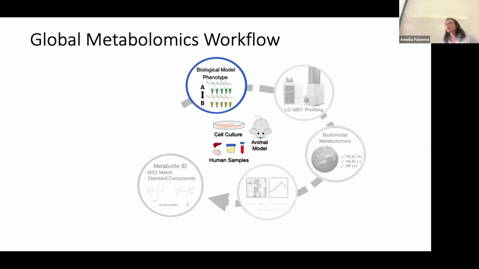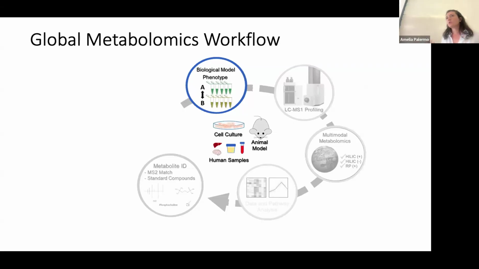So how does a global, let's focus on the global metabolomics workflow. And the reason for that is because for the targeted approach, the main differences are really in targeting specific metabolites and quantifying them. So most of the workflow beyond that is very similar to the global one. So it's incorporated as part of the global one. So how does the global metabolomics workflow practically look in the lab?